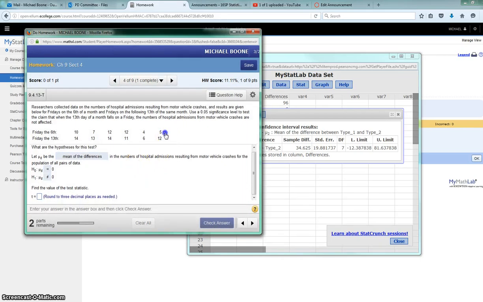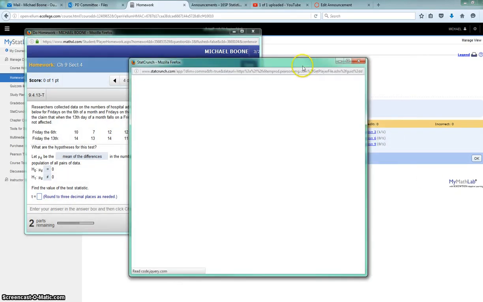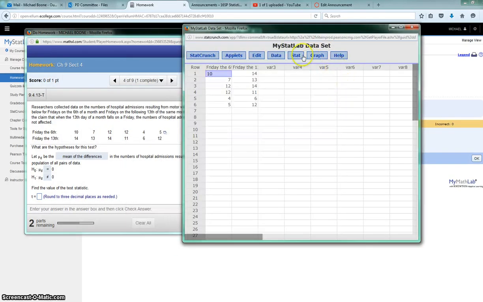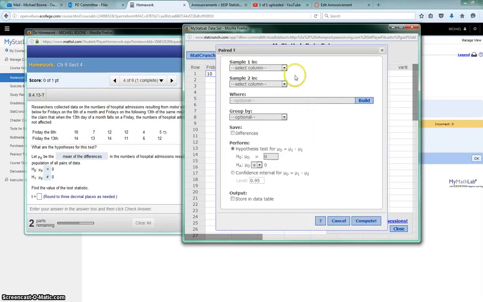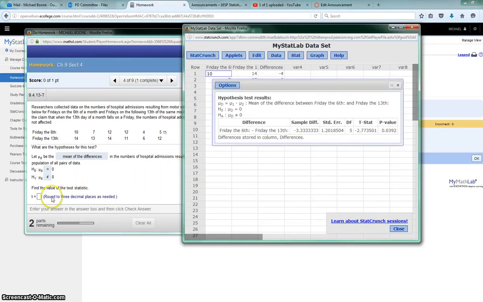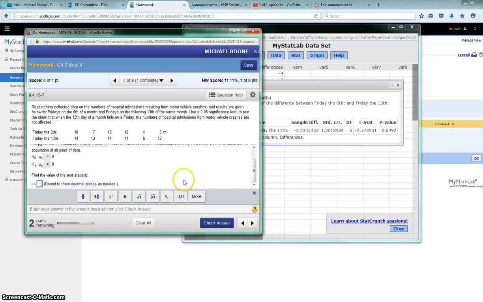Let's find the test statistic. So again, I have the data in there. I'm looking at t-stats, and they are paired because they depend on one another. This one depends on this one. So I have from the 6th and from the 13th. We can save our differences if we like. And this is what my hypothesis test looks like. So I get a test statistic of negative 2.774 to 3 decimal places.